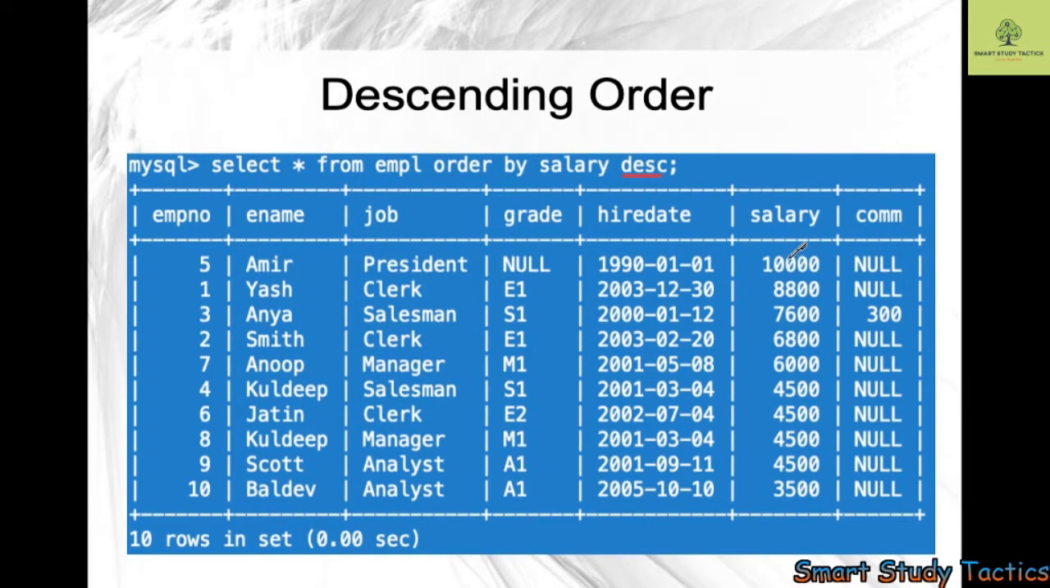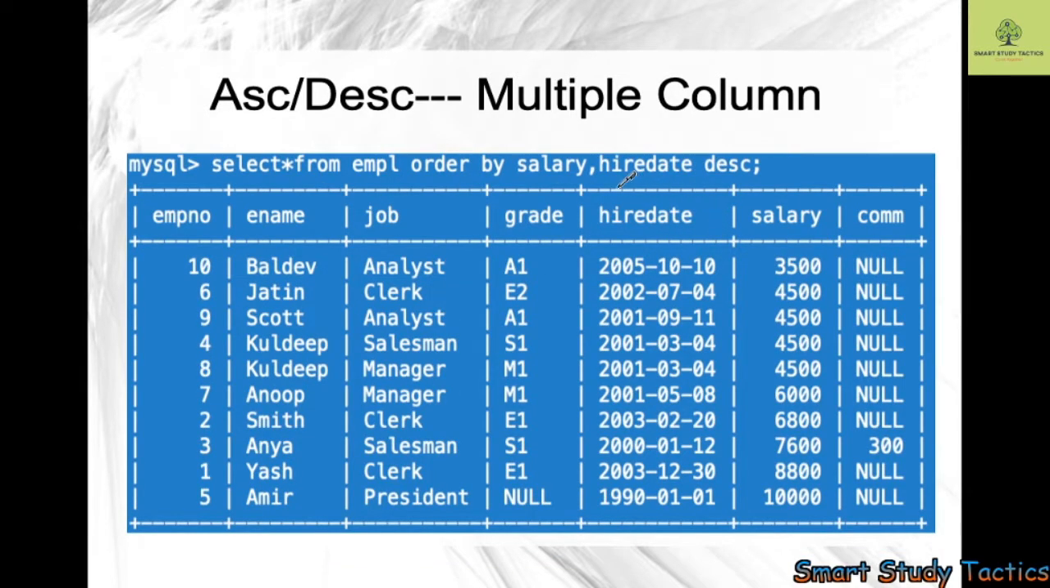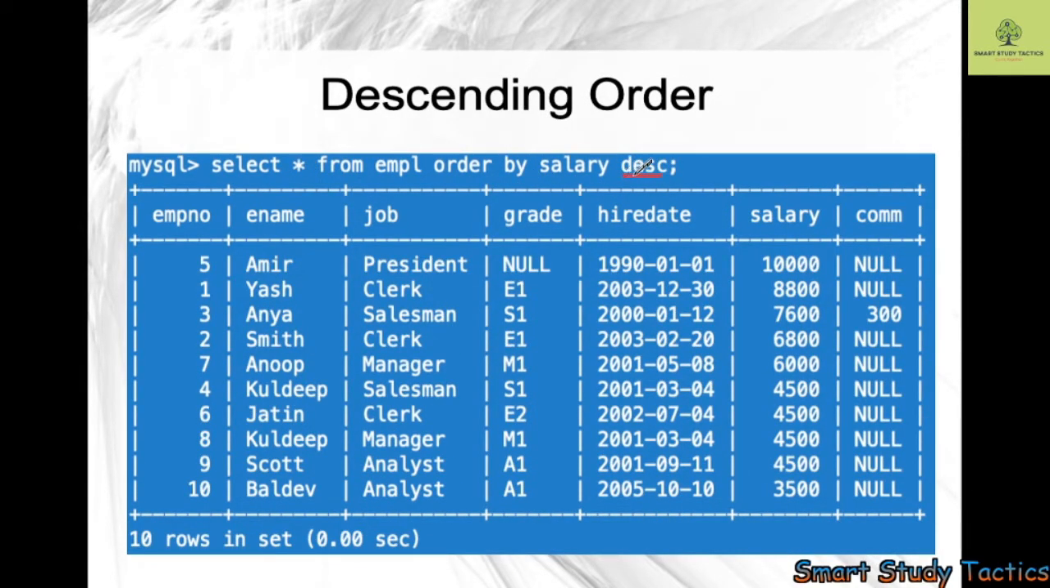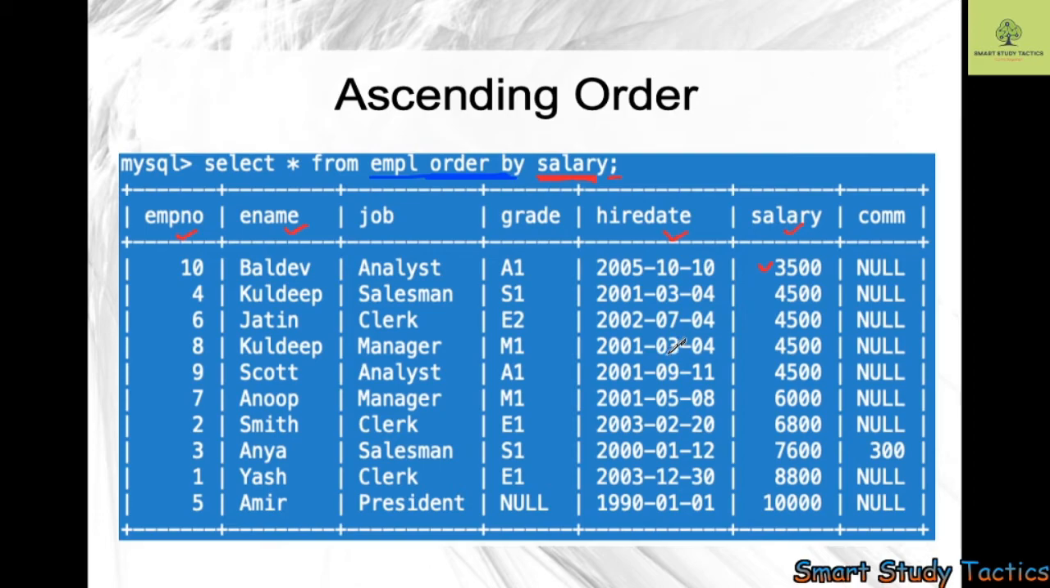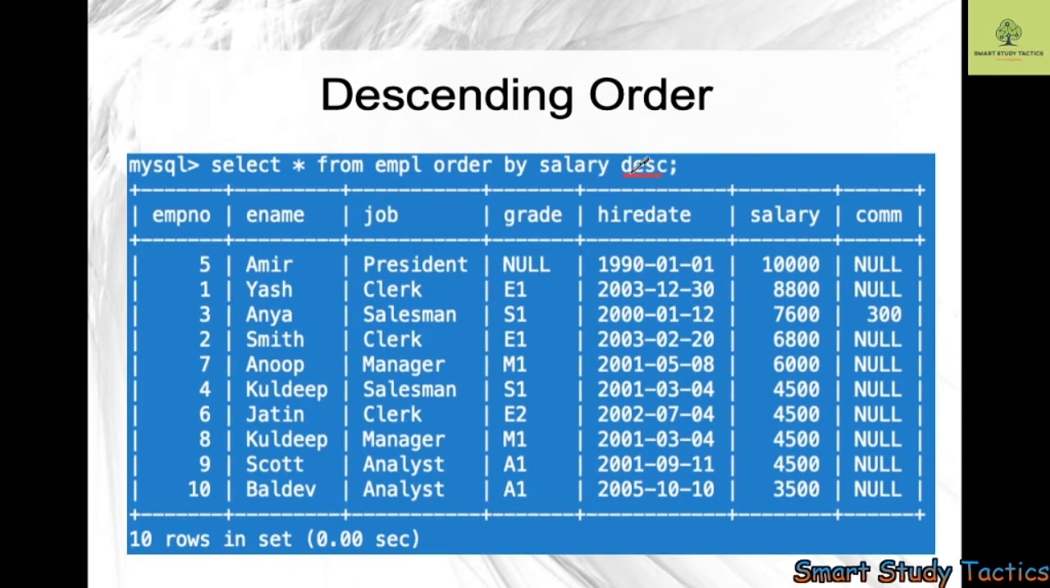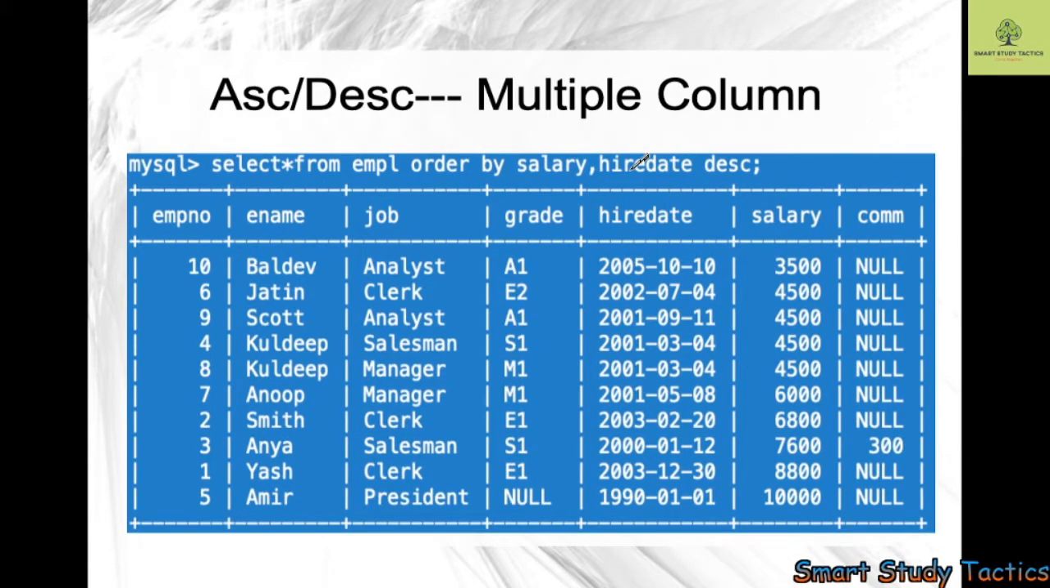Now it is 10,000. Is this clear to all of you? I hope so. Okay. Now if you want the ascending order, you can write down ASC. If you don't write it, then it will work as it is. Descending you have to mention. Okay. Now, multiple columns to apply the ascending and the descending order.